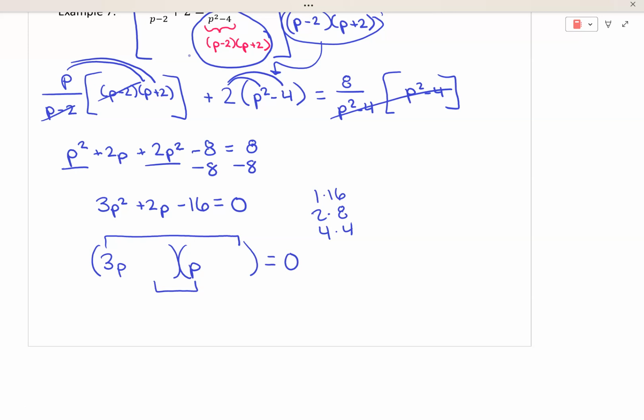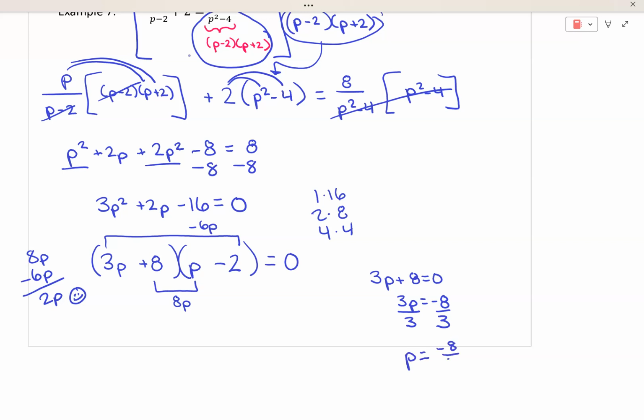So let's try 8 and 2. So let's put a plus 8 here and a minus 2 here. Notice this gives me a negative 6p. This gives me an 8p. And notice that if I put those together, I get my 2p. Okay? So we're going to have 3p plus 8 equals 0. So we're going to subtract 8 and divide by 3. So we get p equals negative 8 over 3. And the other one is p minus 2 equals 0, so p equals 2.